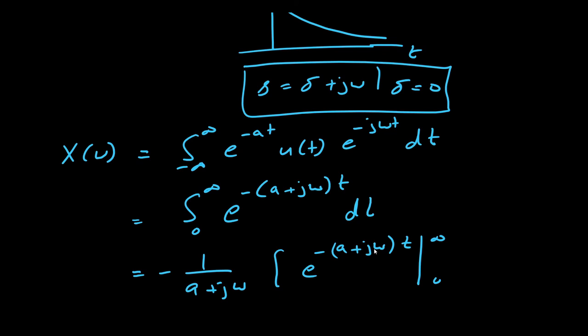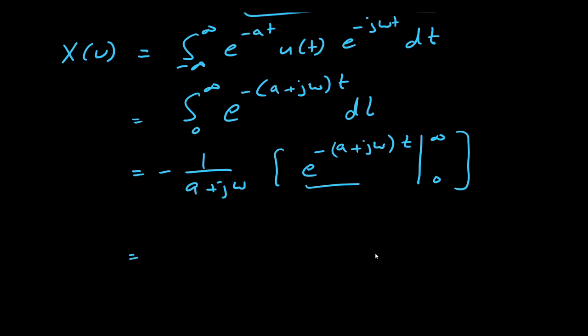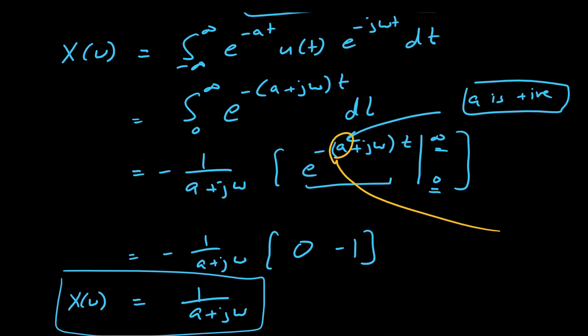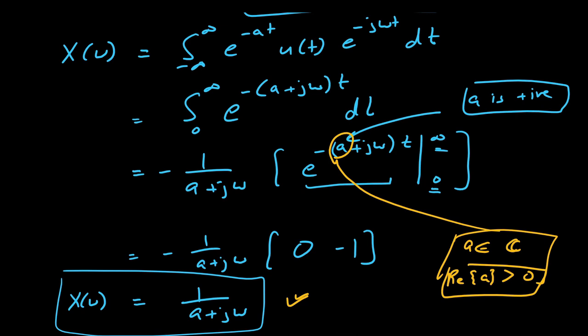Since this is converging, when t is infinity we have a 0 because a is positive, and when t is 0, we simply have a minus 1. Therefore, we have the function x of omega, which is 1 over a plus j omega. On a side note, if this a is complex, that is, a belongs to complex numbers, then in that case the real part of a should be positive. If this is positive, then we again have the same result as this one.